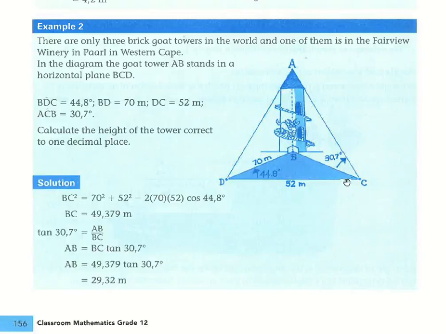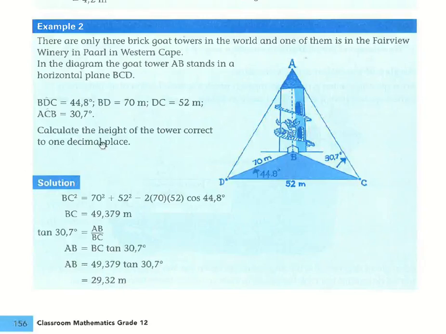Now that I've got BC, it becomes a normal trig question, guys, that you're so used to doing. It becomes opposite over adjacent. There we have the opposite AB over the adjacent BC. BC is dividing. I bring it up this side. It's going to times with my tan 30.7. BC is 49.379. Times that with tan 30.7 degrees. And you end up getting 29.32 meters.